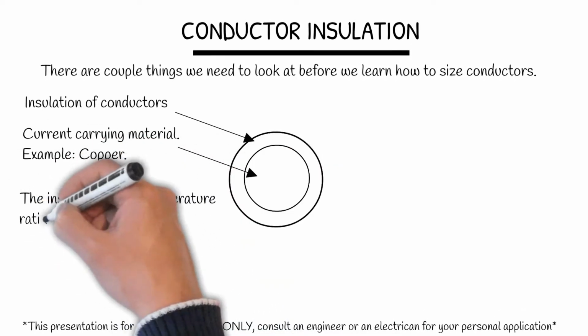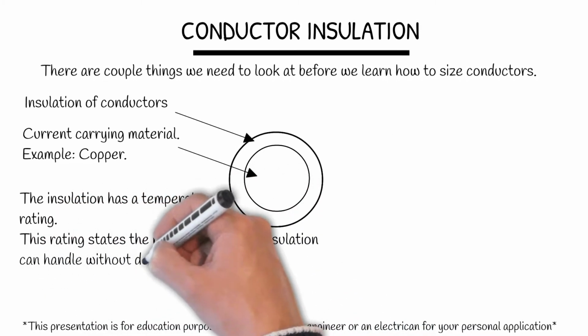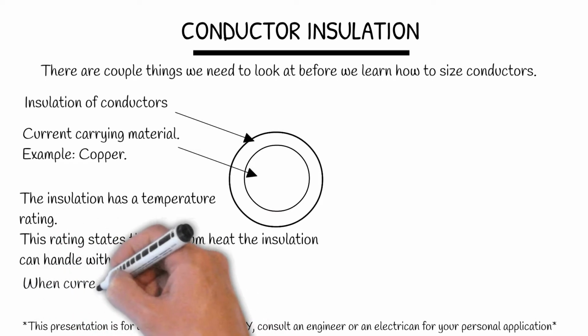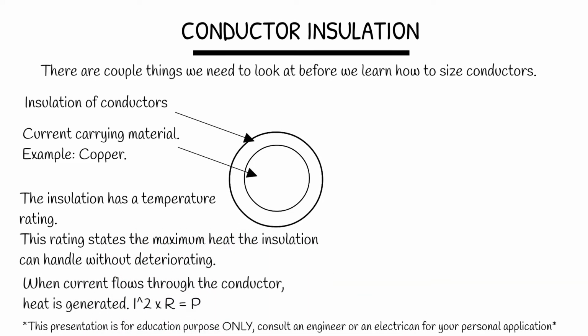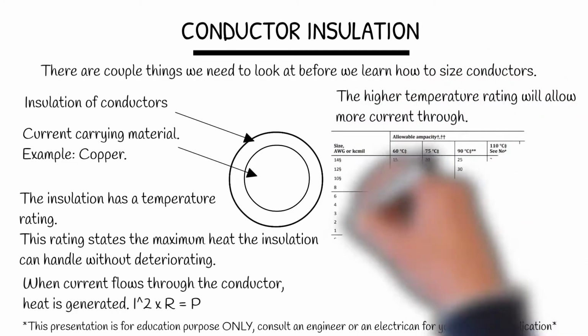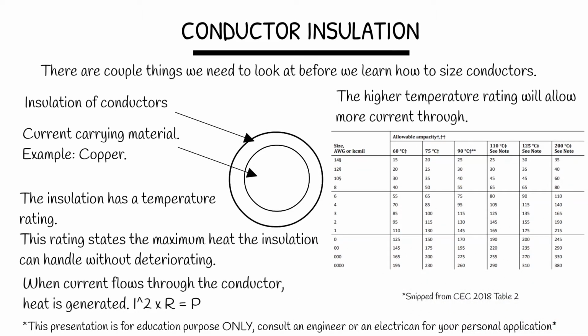The insulation has a temperature rating. This rating states the maximum heat the insulation can handle without deteriorating. When current flows through the conductor, heat is generated through I squared times R equals P. The higher temperature rating will allow more current through. Let's look at Table 2 of the Canadian Electrical Code. If we look at number 3 AWG, under the 60-degree temperature, we're allowed 85 amps through it. But if we look at the 90 degrees temperature, we can have 115 amps through it.